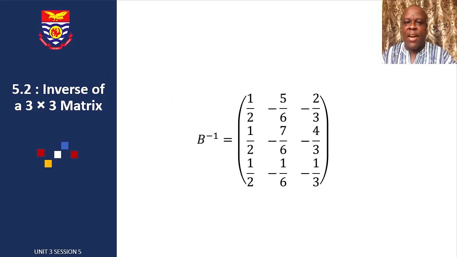We can now put our answers together to have the inverse of B as 1 over 2, negative 5 over 6, negative 2 over 3, 1 over 2, negative 7 over 6, negative 4 over 3, 1 over 2, negative 1 over 6, negative 1 over 3.